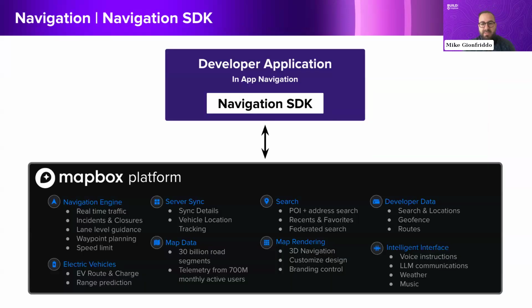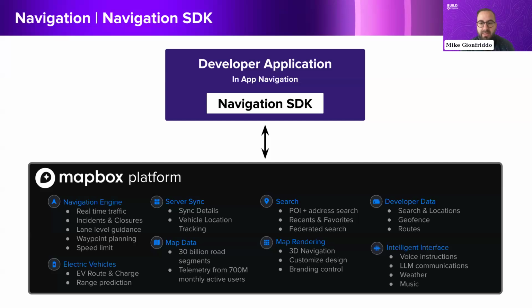And just to show how we're focusing on this here, you see the navigation SDK is really embedded into your application. Through that, we're able to deliver the power of the Mapbox platform, which includes not only our map information, but also our telemetry and traffic data, to provide real-time intelligence for navigating efficiently and effectively.